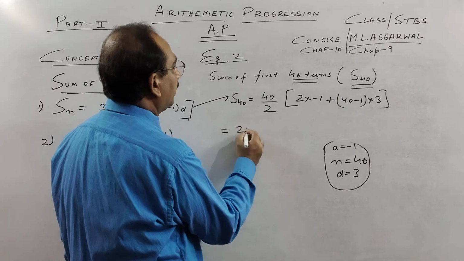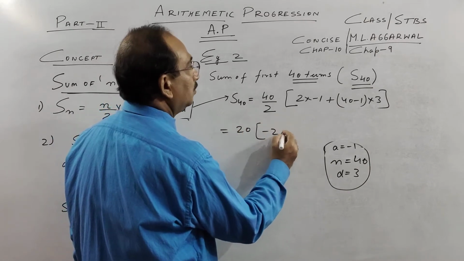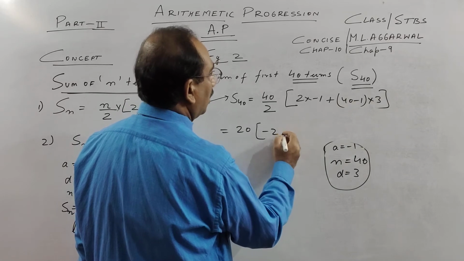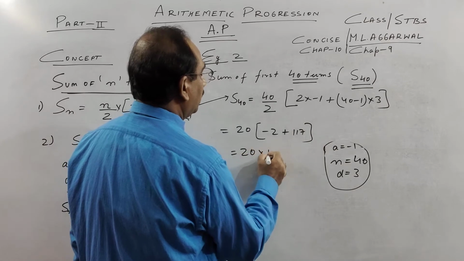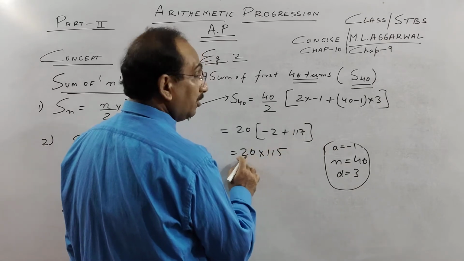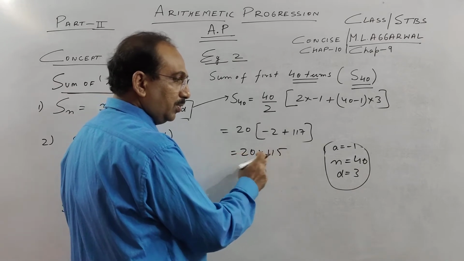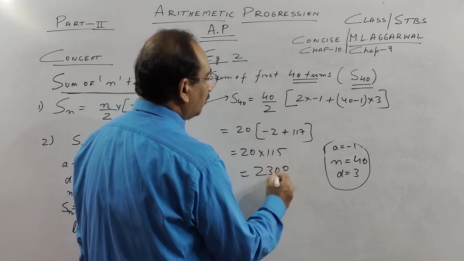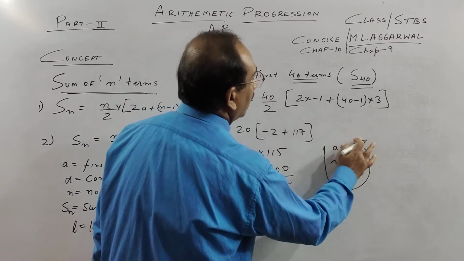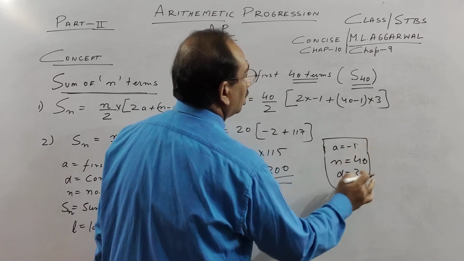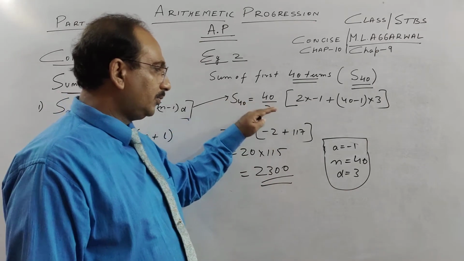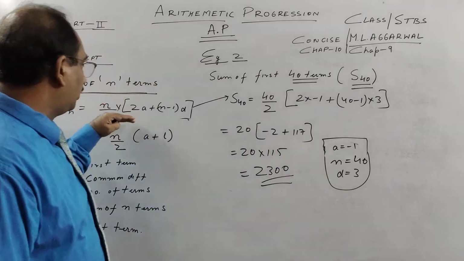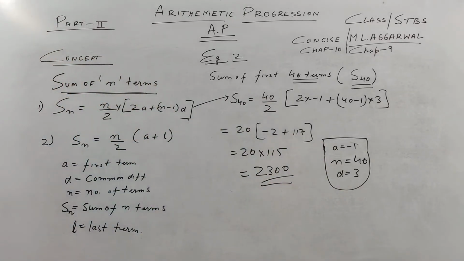So what do we get, children? 20, and here we have minus 2, and this is 39 times 3, which is 117. So we get 20 into 115. 115 twos are 230. See, 100 twos are 200, 15 twos are 30. So 230, put 1 zero. So this is what we have substituted in this formula to get the sum. As you saw, children, we solved for a and d, then finally we used this formula. So kindly pause the video and copy, then we move on to example 3.